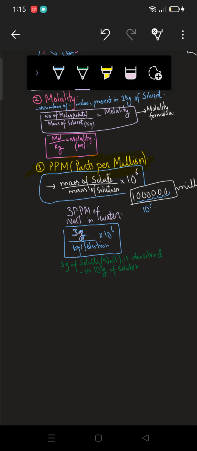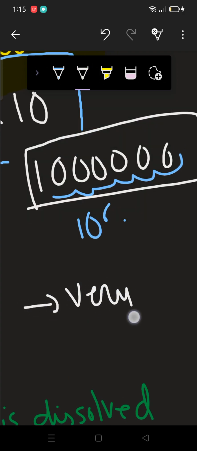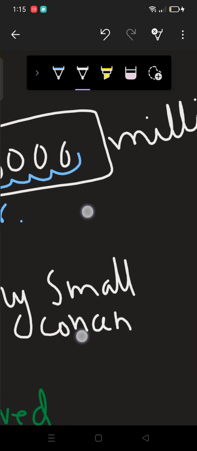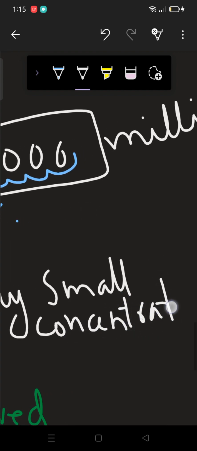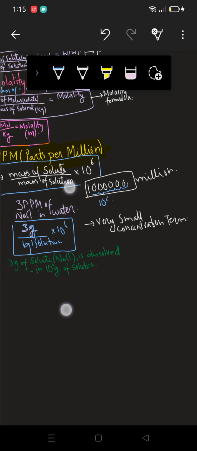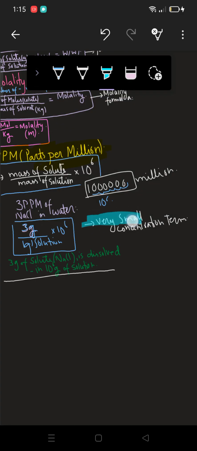This is a very small concentration term. Why is this a very small concentration term? You can find here with the help of this example. Only 3 gram of solute would be dissolved in 10 to the power 6 gram of solution.